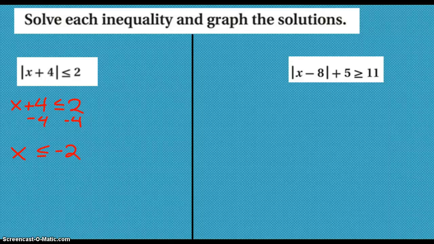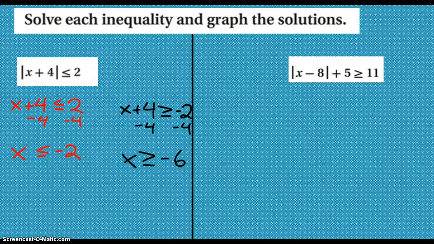Alright, so we've got that part figured out. And then case 2, we take x plus 4. Blue's not the best choice there, is it? Let's use black. x plus 4 is greater than or equal to negative 2. So we just use the negative version of the number and flip the sign around, and we solve it the same way. Subtract 4, and we've got x is greater than or equal to negative 6.